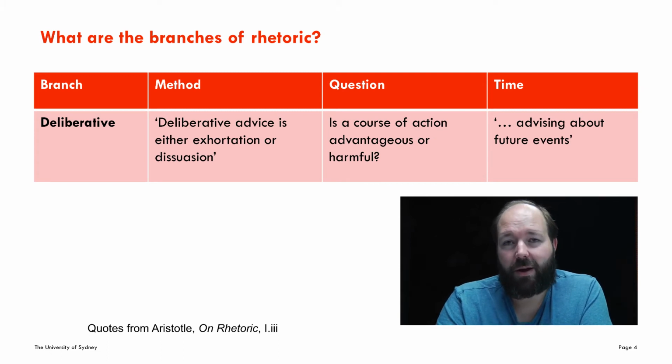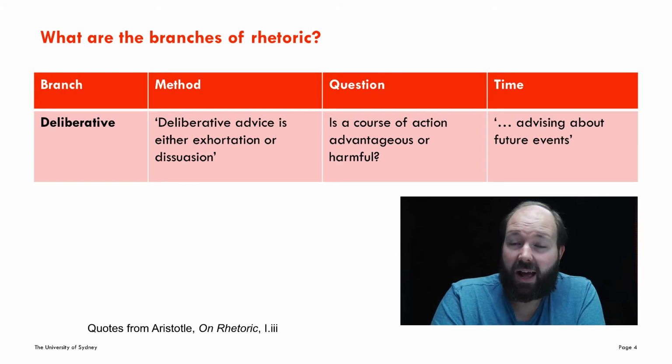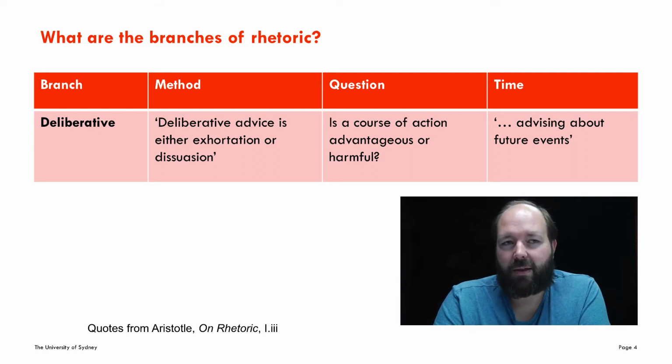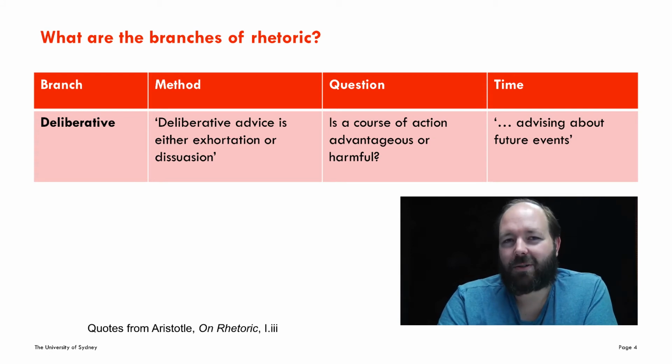With deliberative rhetoric, he says deliberative advice is either exhortation or dissuasion. And what he means by this is that a piece of rhetoric or an argument that is deliberative will either provide all the benefits for a particular course of action or examine the reasons that course of action should not be taken. So we should exhort or hold up on high a certain course of action, or we should dissuade people from undertaking that course of action.